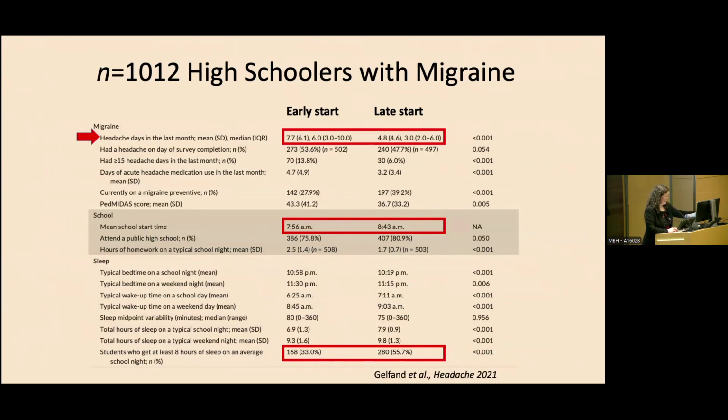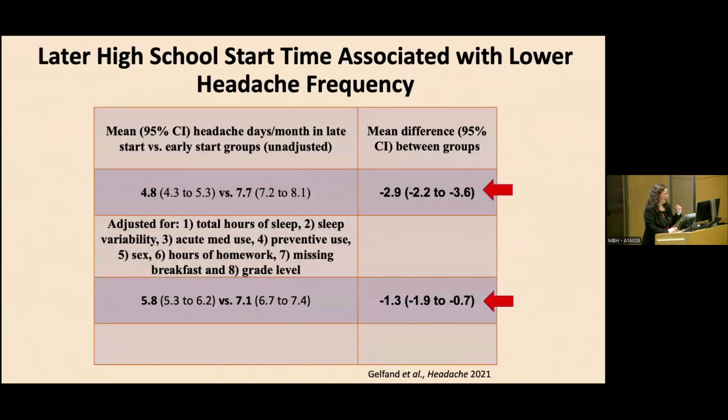Certainly the mean time that their school was starting was earlier, 7:56 a.m., in the early start group, but this is how we divided the groups. And the proportion who are getting at least 8 hours of sleep was higher in those who went to a late start group. So the unadjusted mean difference was almost 3 days of headache per month.